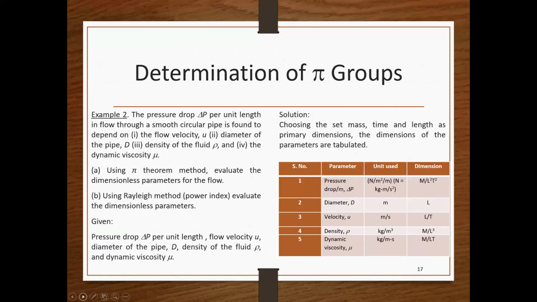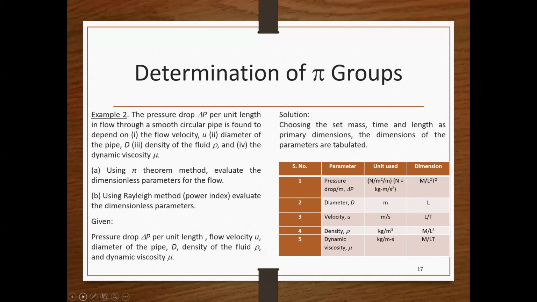Example 2. The pressure drop delta P per unit length in flow through a smooth circular pipe is found to depend on 1. The flow velocity U, 2. The diameter of the pipe D, 3. The density of the fluid rho, and 4. The dynamic viscosity mu. A, using the pi theorem, evaluate the dimensionless parameters for the flow. B, using the Rayleigh method, power index, evaluate the dimensionless parameters.